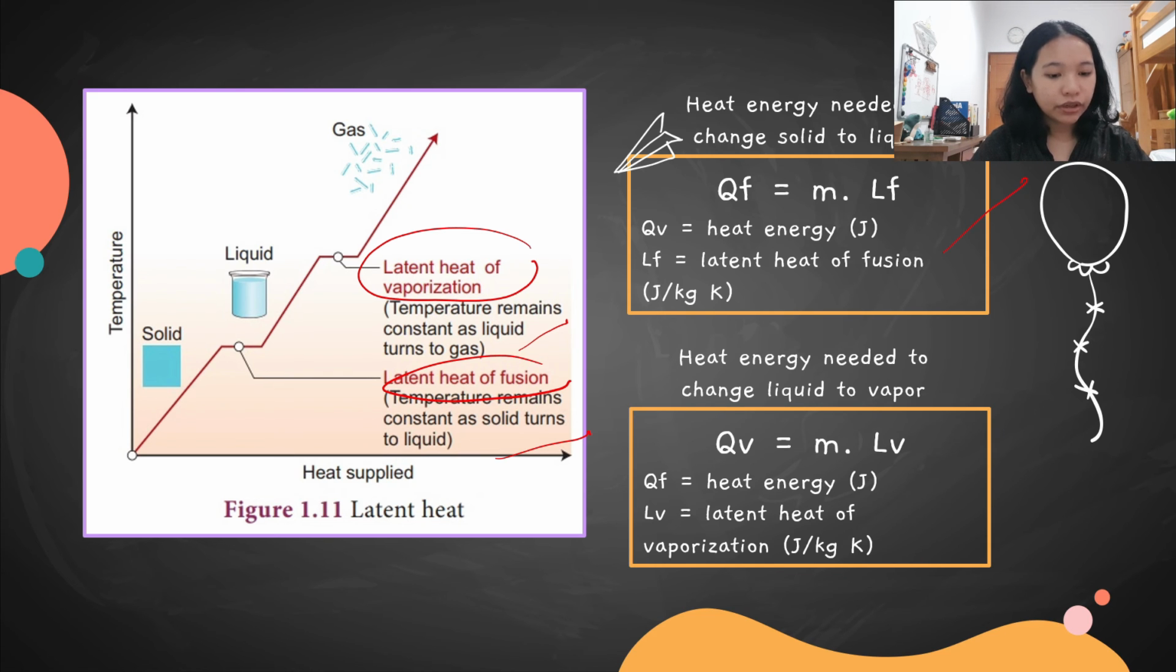When we need to find out how much heat energy is needed to change solid to liquid, we can use this formula, which is heat energy for fusion. I think we have it switched right here. This is supposed to be F for fusion, and this is supposed to be V. So the heat energy used for fusion is equal to mass times latent heat of fusion. And when we need to find out how much heat energy is needed to change liquid to vapor, we can use the mass times the latent heat of vaporization.